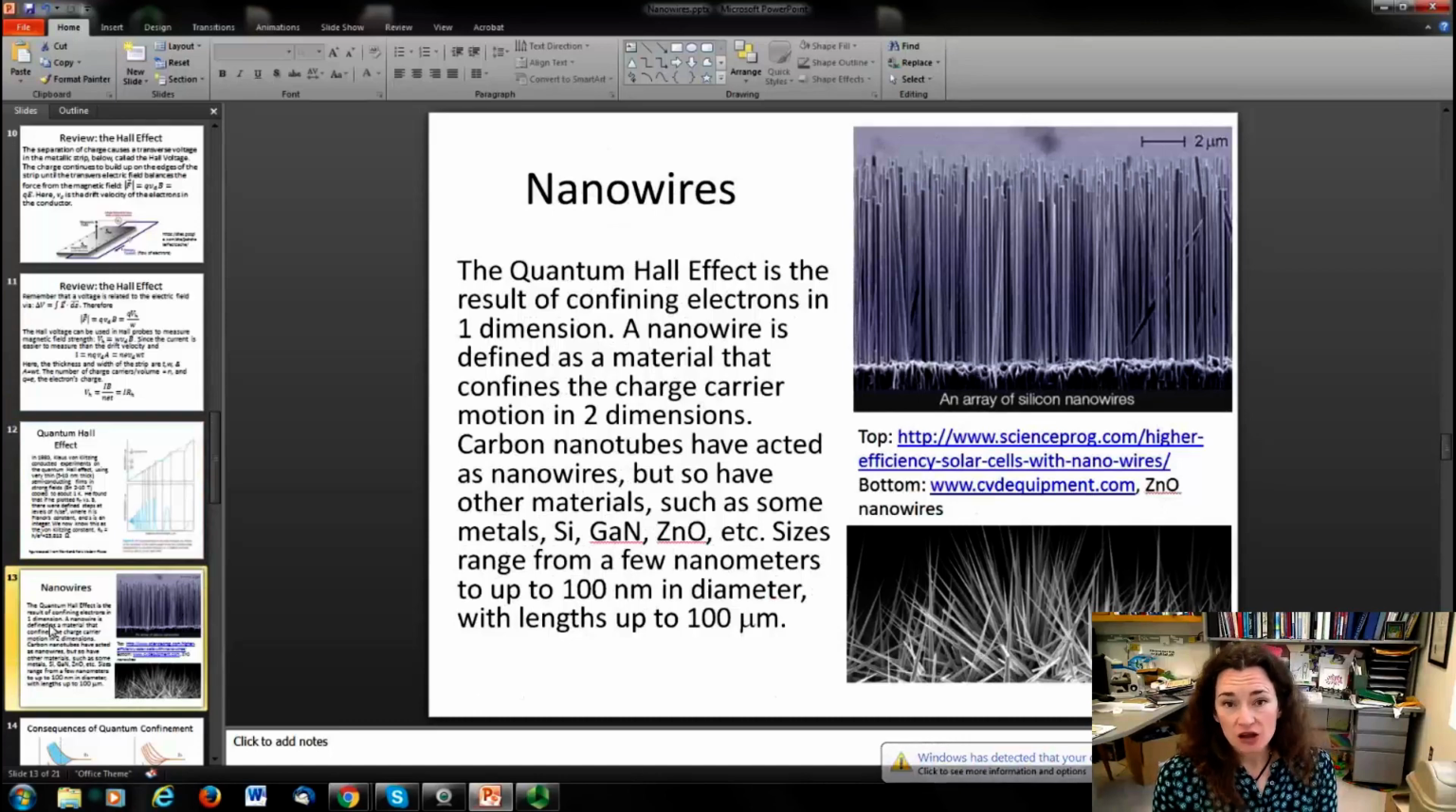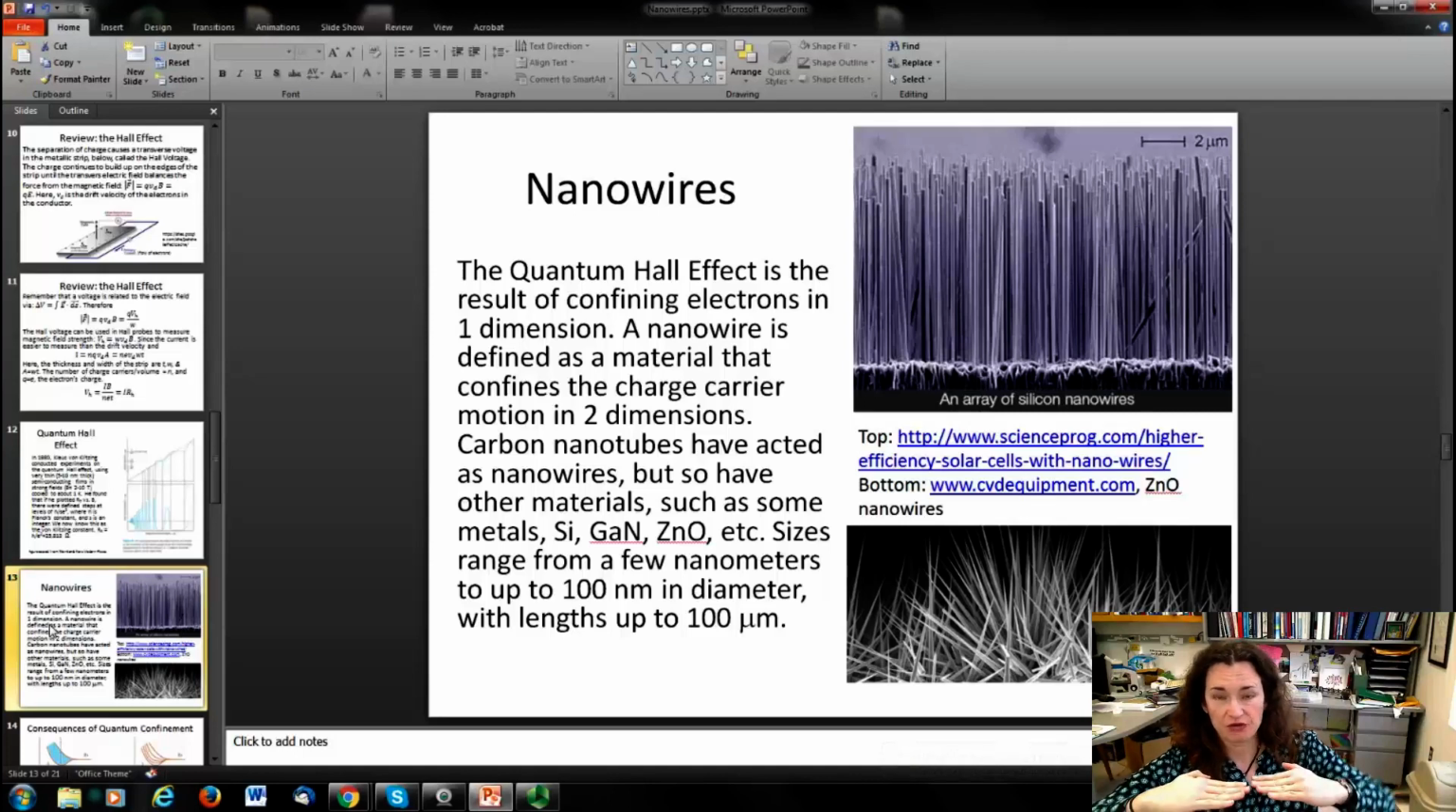So the quantum Hall effect is the result when you confine electrons in one dimension. Remember, they were free then to move in a plane, so they were free to move in 2 dimensions, all right? A nanowire is defined as a material that confines the charge carrier motion in 2 dimensions, okay? So basically, they're only free to move along the axis. Carbon nanotubes have been shown to act as nanowires, but I do want to say that there's others.